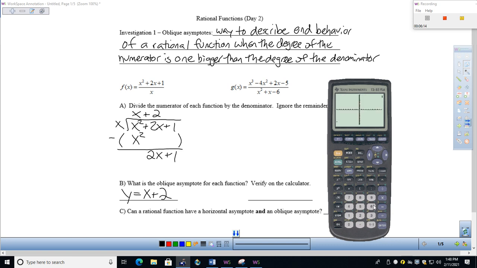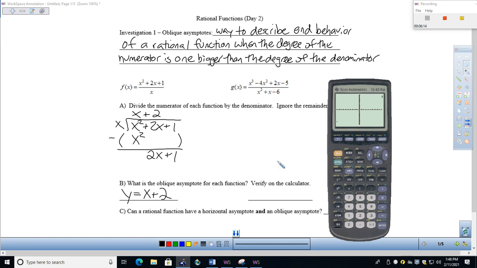And looking at the end behavior, do you notice as x gets larger and larger and larger, the graph is rising to infinity. And also in this case, as x gets smaller and smaller and smaller, as we go to the left, as x goes to large negative, notice the graph is falling, going down to negative infinity there.